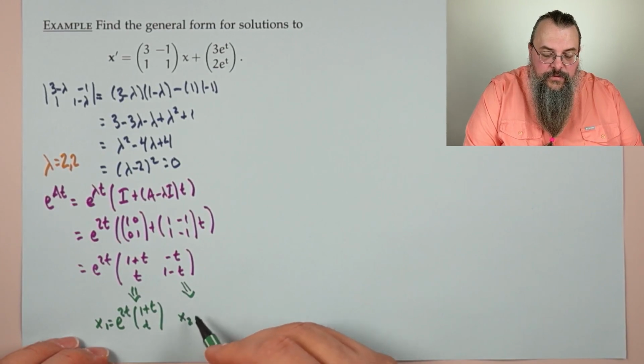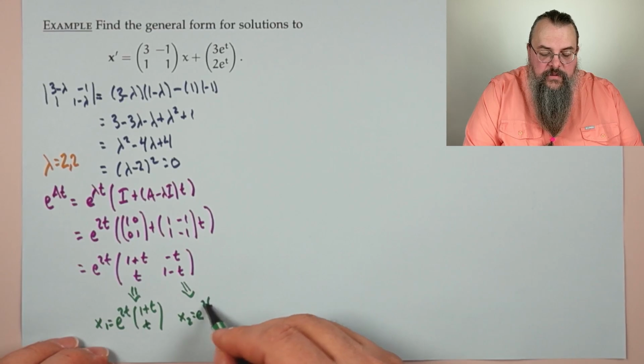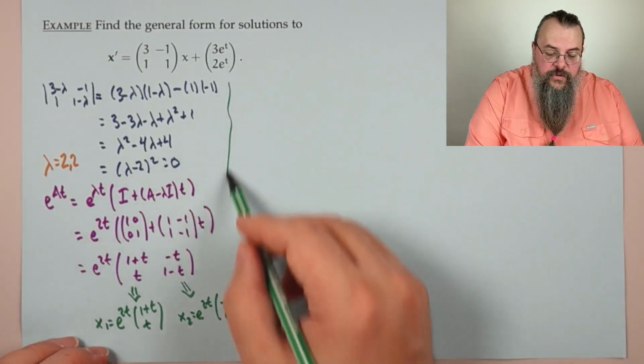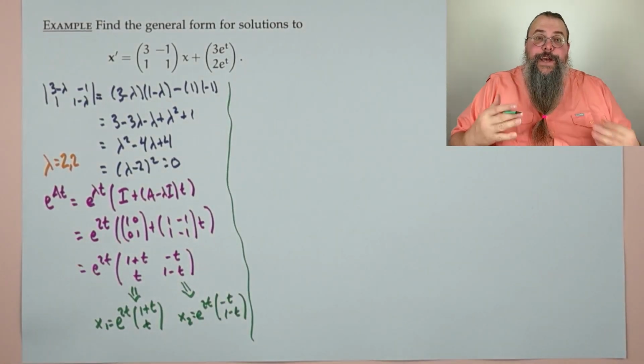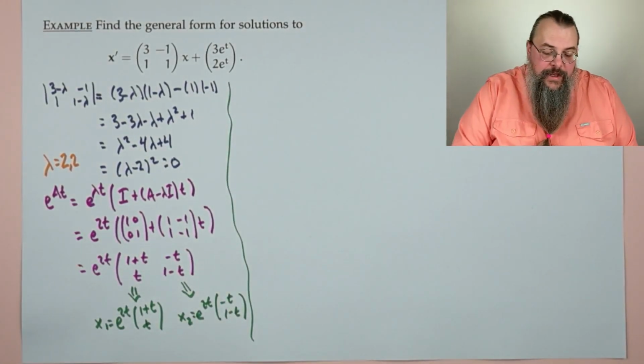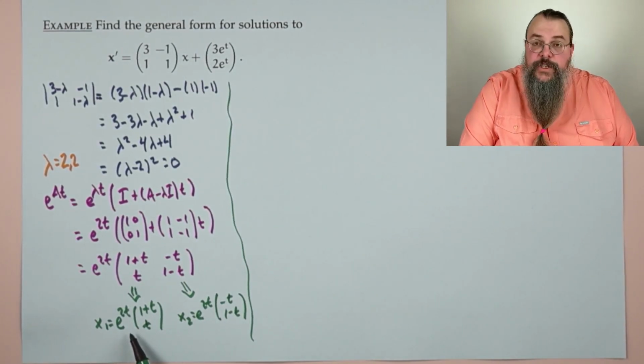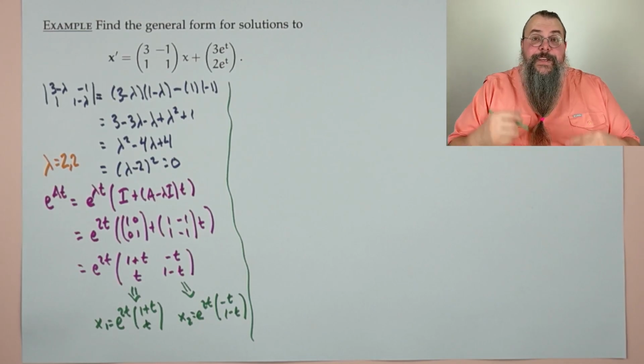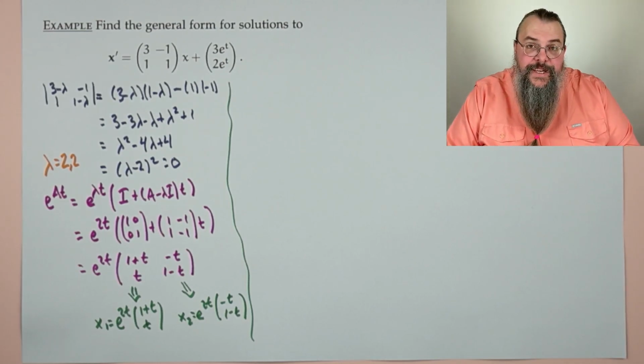The second column is our second solution. So x2 is e to the 2t, again, don't forget the part in front, times [-t, 1 minus t]. All right, good. So we have our xc. It's this function times some constant plus this function times some constant. Life is good. Now let's move on to xp.